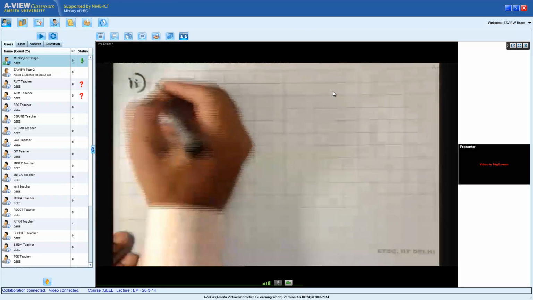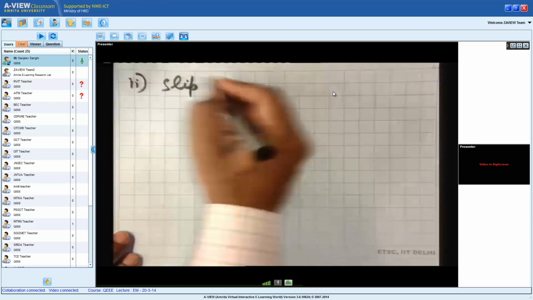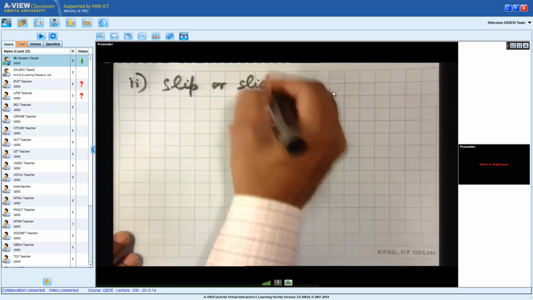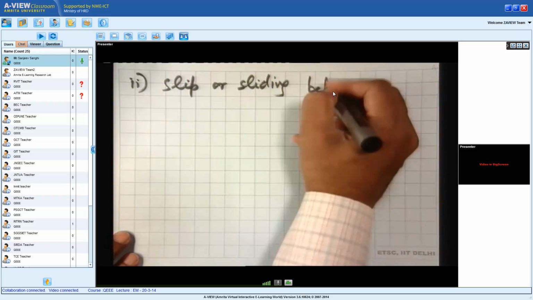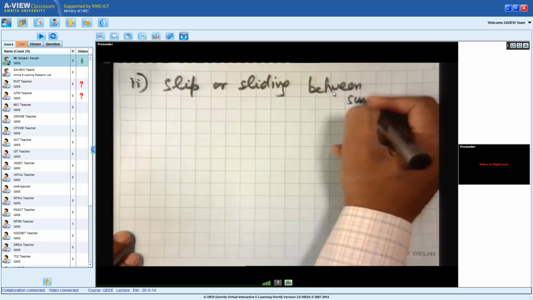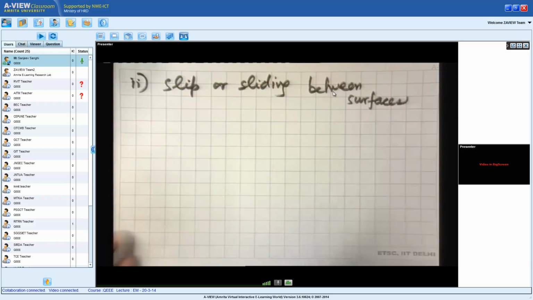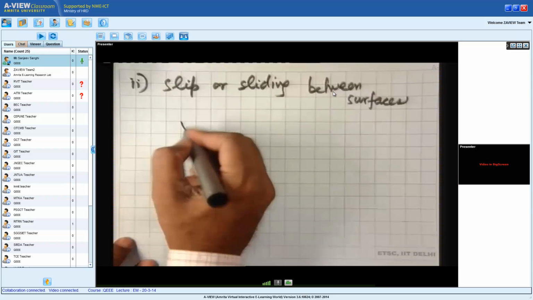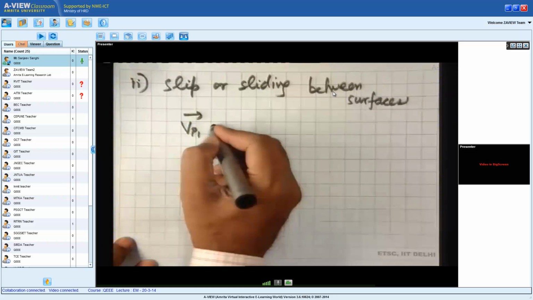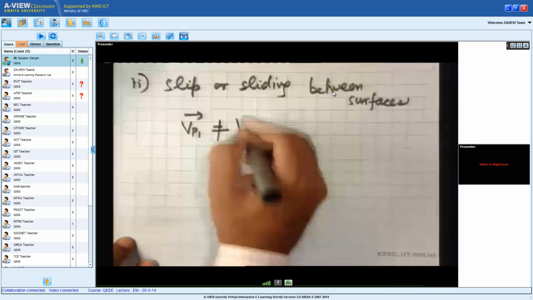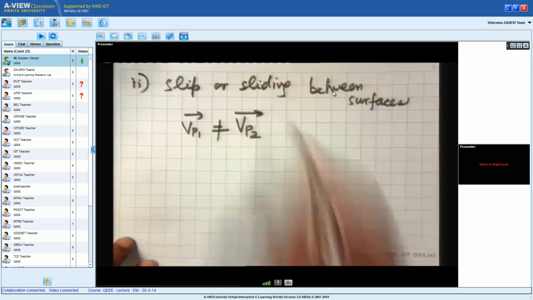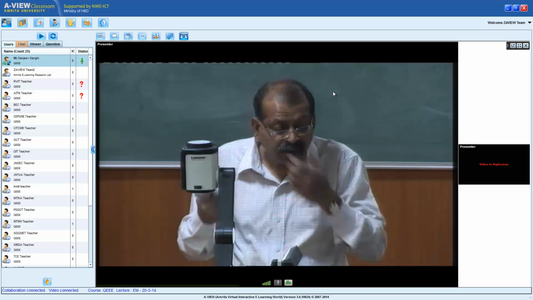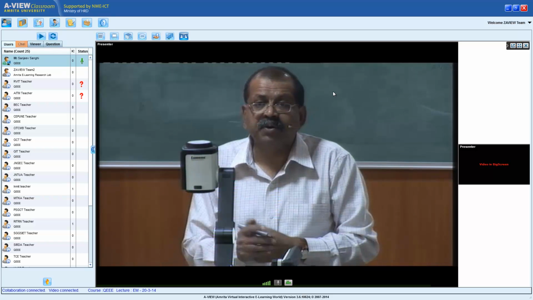Second, we have the case of slip or sliding between surfaces, and from the previous definition it's very obvious. The meaning of slipping or sliding is that the velocity of P1 is not equal to the velocity of P2.